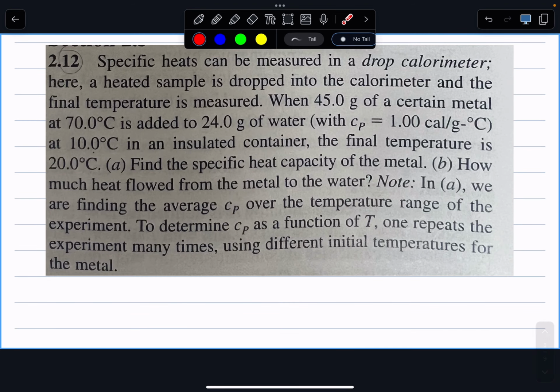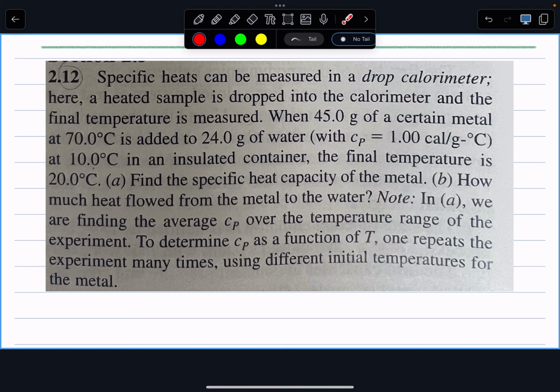This is an example question, 2.12. Let's read it together. It looks very long, but we can read it. It says specific heat can be measured in a drop calorimeter. A heated sample is dropped into the calorimeter and the final temperature is measured. It gives you the experimental setup. We can drop, say, 45 grams of a certain piece of metal at 70 degrees into 24 grams of water. We can assume the heat capacity of water is a constant, 1 calorie per gram per degree Celsius.